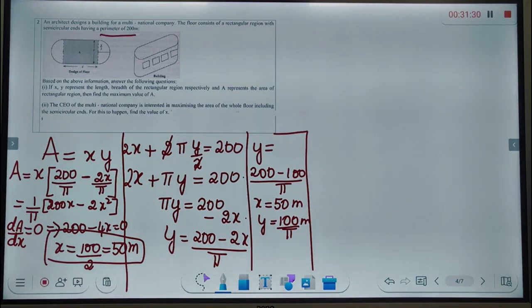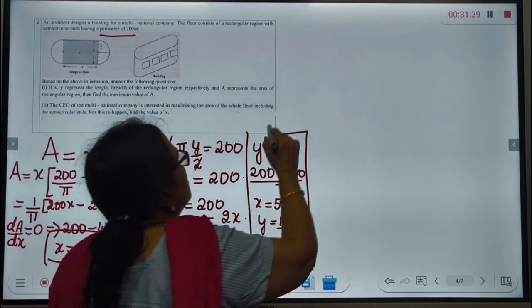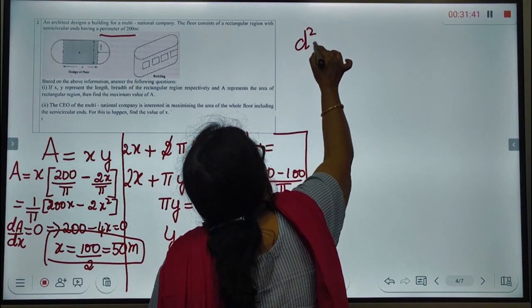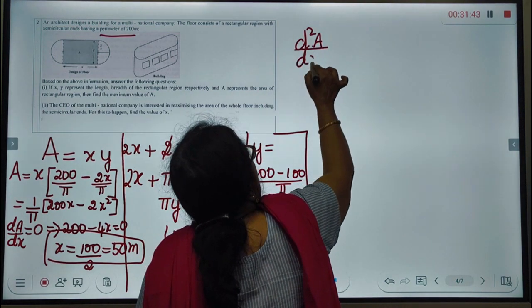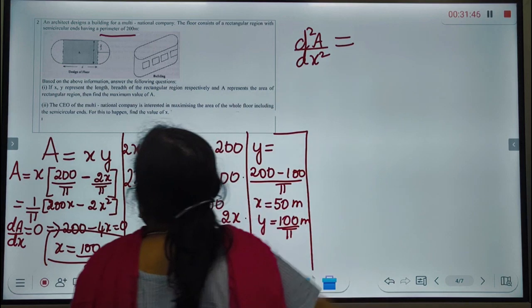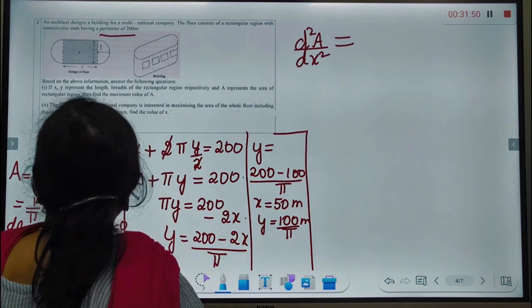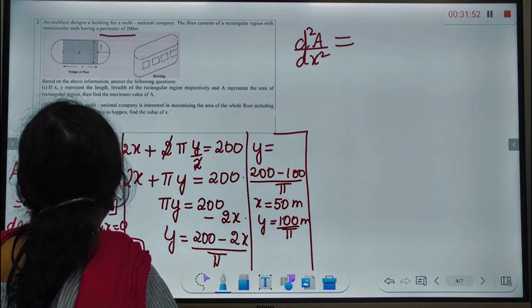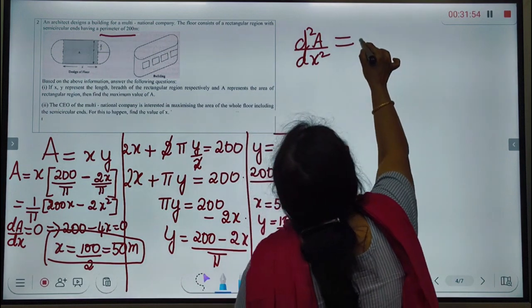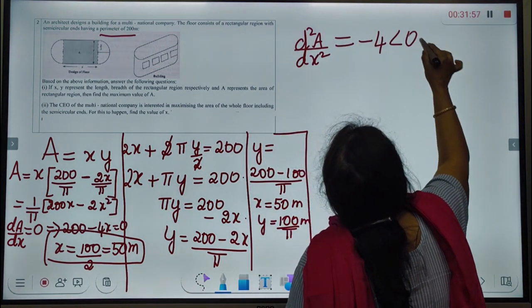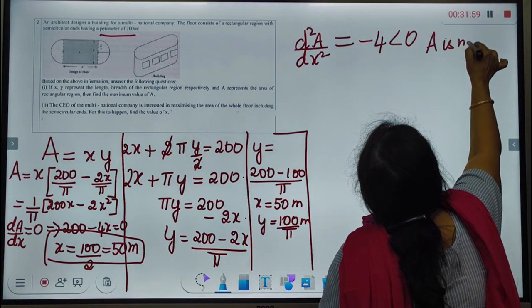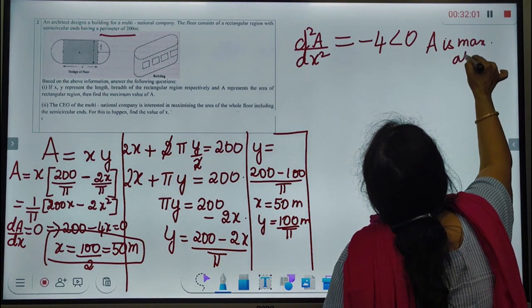So, these are the values of x and y, and we have the critical point at x equal to 50. But will it give maximum area? How will you check? Let us check the second derivative. d square A by dx square will be equal to, when I differentiate this, what will I get? 200, when I differentiate, I will get 0, minus 4, which is less than 0. So, A is maximum at x equal to 50.